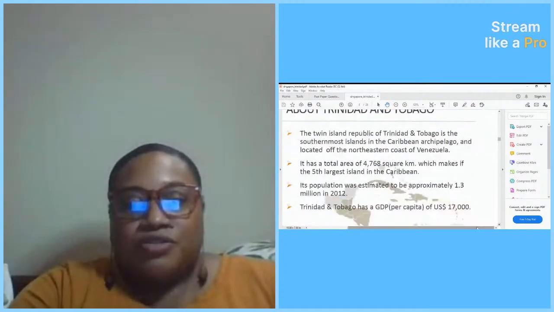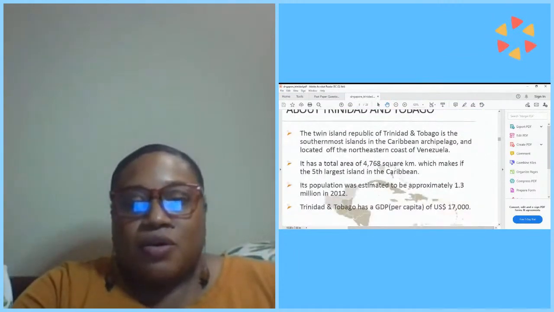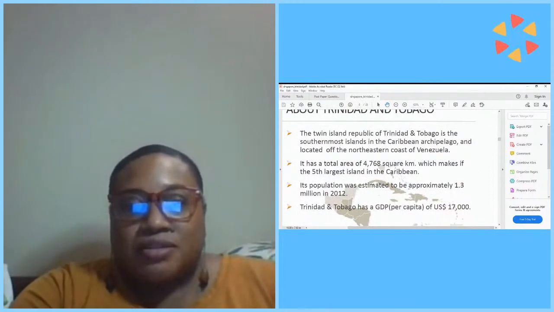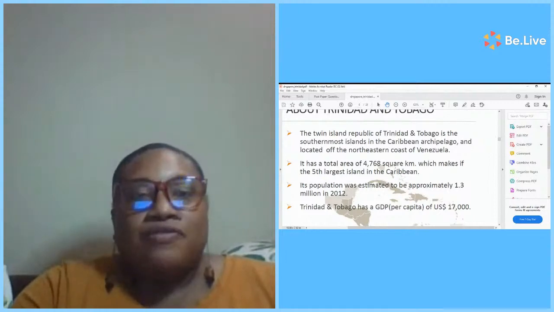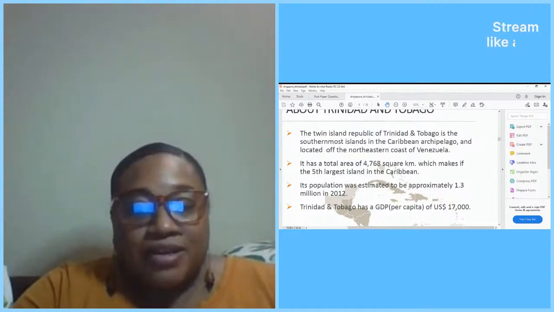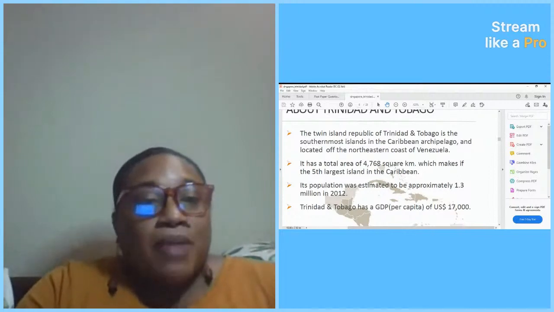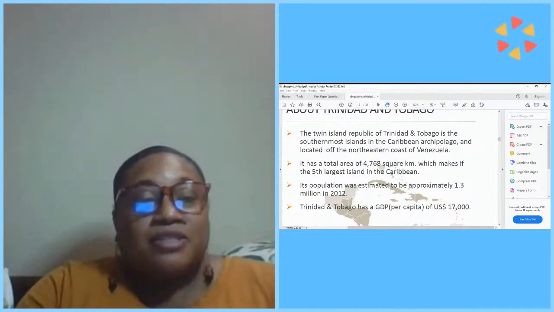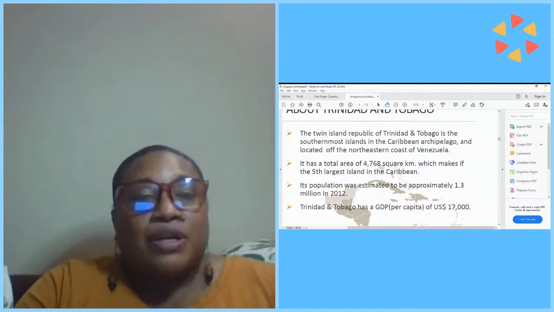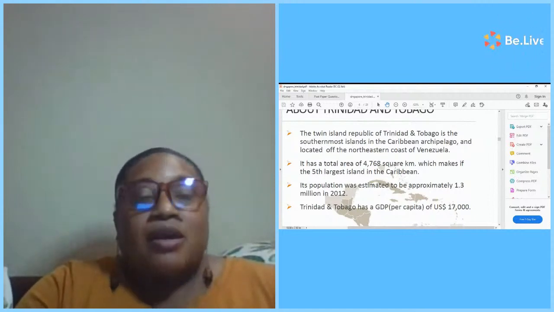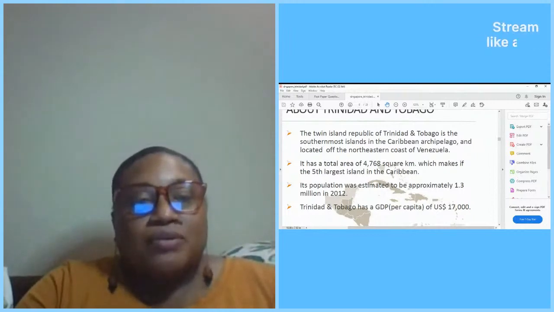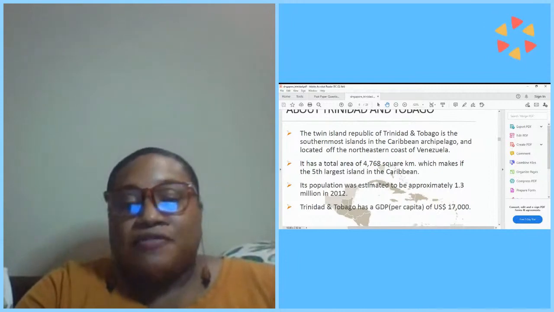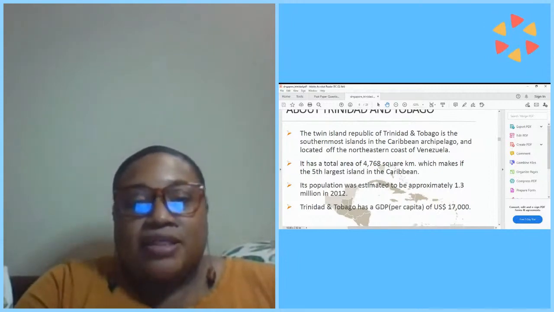So Trinidad and Tobago, we are the southernmost island in the archipelago, and we are right off the northeastern coast of Venezuela. That is why it's so easy for migrants from Venezuela to come to Trinidad, because we are very close to the South American continent. Our total land area is 4,768 square kilometers, and it is the fifth largest country in the Caribbean.